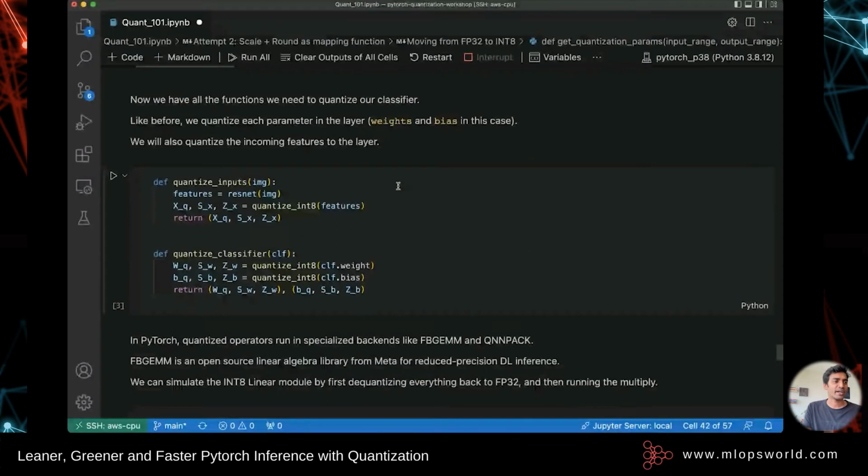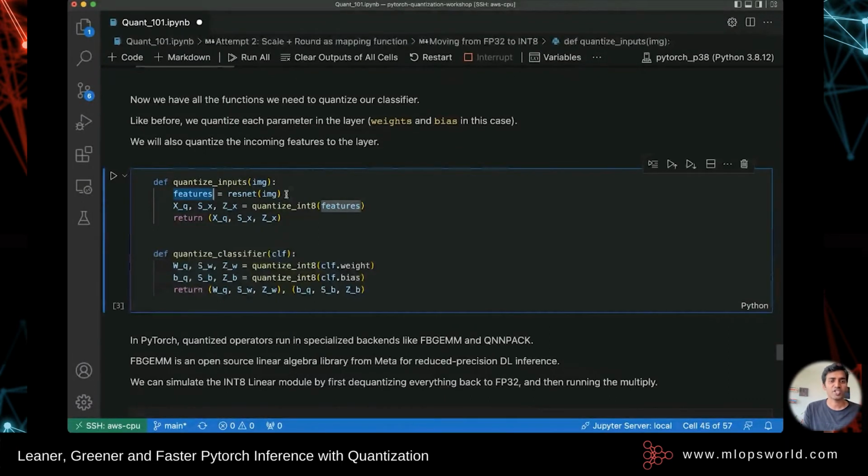So now we can actually go ahead and try to quantize our classifier. Remember, it's the last layer. And right now, ResNet is just our feature generator. So in quantize inputs, what we're doing is we take in an image, we get the features out from the feature generator. Then we take those features and we quantize them, because these are going to be passing into our quantized classifier. And when it goes to this quantized classifier, it will go through the quantized weights and the quantized bias of the classifier and give us the final output. So we want to quantize the inputs to the classifier, and then we want to quantize the classifier itself.